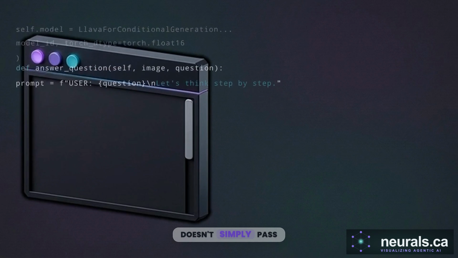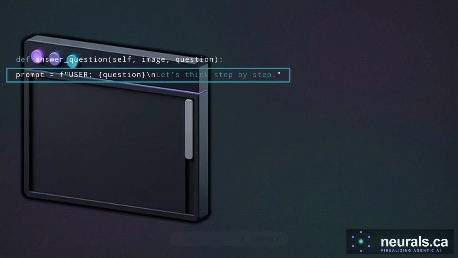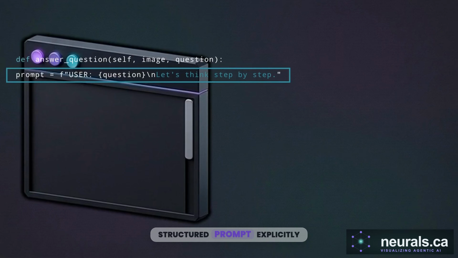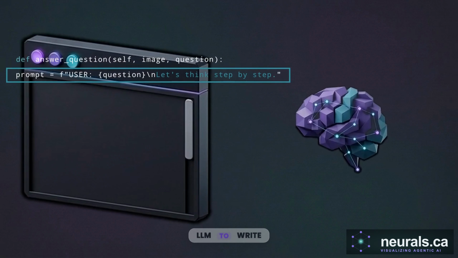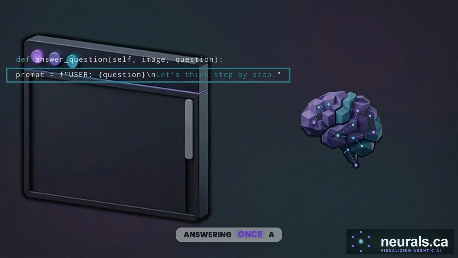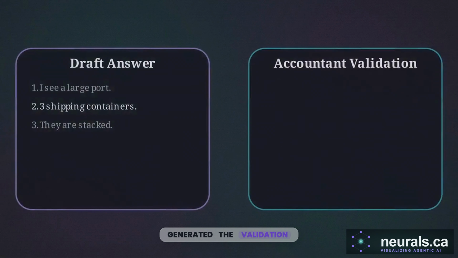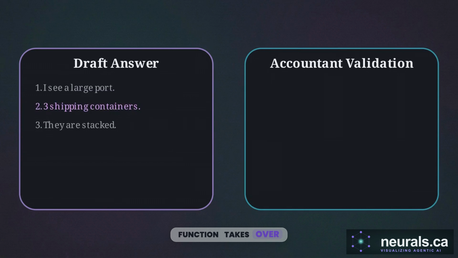The agent doesn't simply pass the image to the model. It constructs a highly structured prompt, explicitly injecting a chain of thought instruction that forces the LLM to write out its spatial reasoning step by step before answering. Once a draft response is generated, the validation function takes over. It parses the chain of thought output and compares any quantifiable claims against a hard-coded object detection pass.